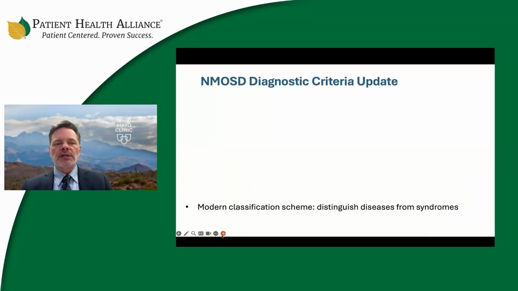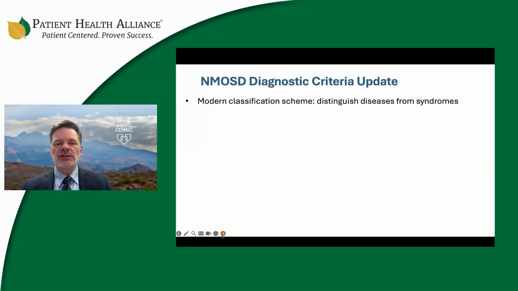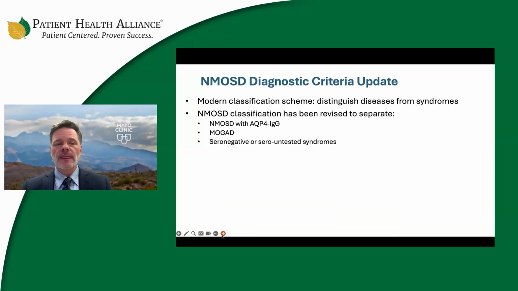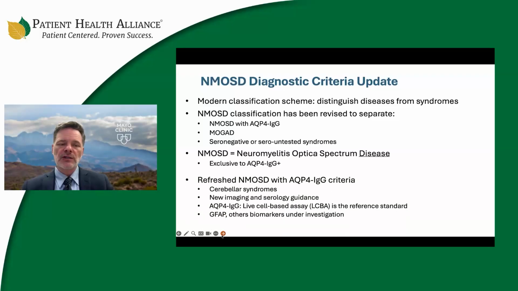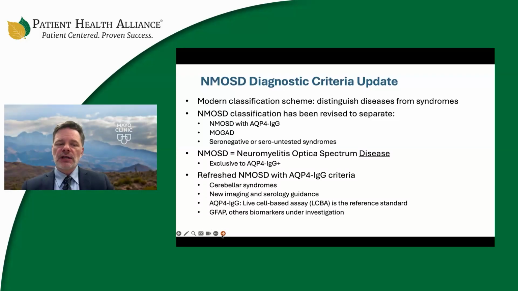So in summary, the update is as follows. Our modern classification scheme is meant to distinguish diseases more clearly from syndromes. NMOSD classification has been revised to separate seropositive NMO spectrum disease from MOGAD, and importantly, separate both of those from seronegative or sero-untested clinical syndromes. NMOSD remains the acronym, but is now NMO spectrum disease, and that is exclusive to the seropositive state associated with aquaporin 4 antibodies. And we have refreshed NMOSD criteria for seropositive patients.